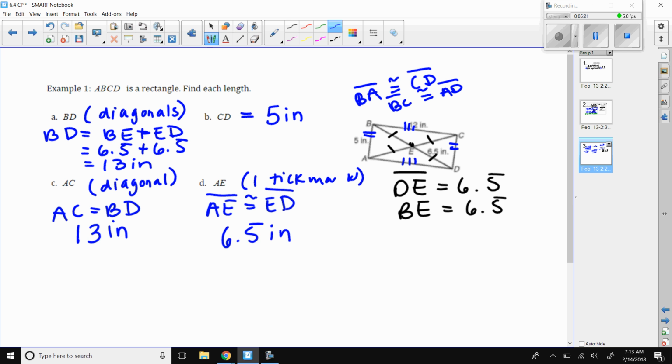Okay, I didn't talk about AD, but I know that AD, if I were to look at that one, would be 12 inches. And then if you were talking about any of the angles, the measure of angle A would be 90 degrees, or any of the angles for my rectangle will be 90 degrees. Okay, so do some practice here.